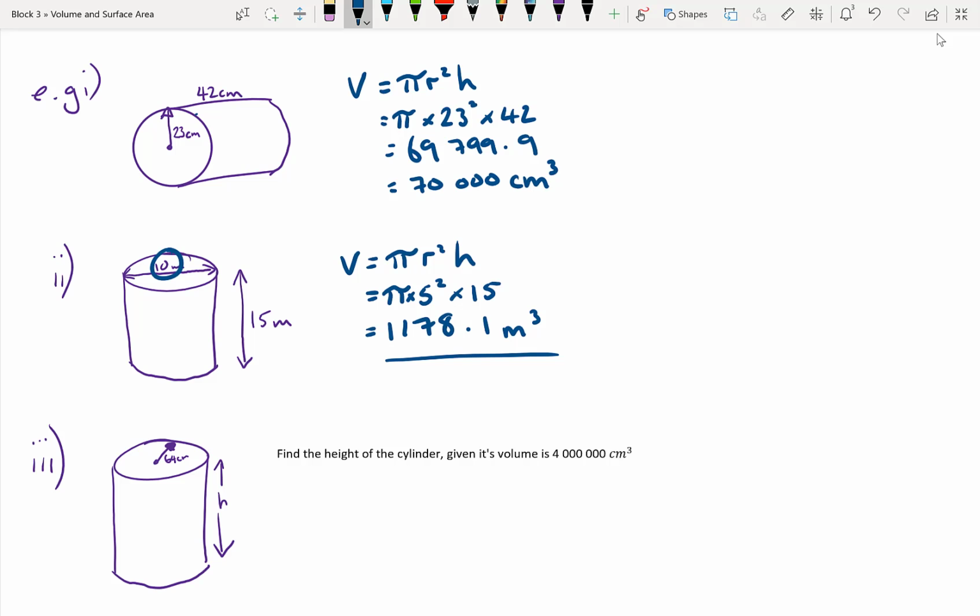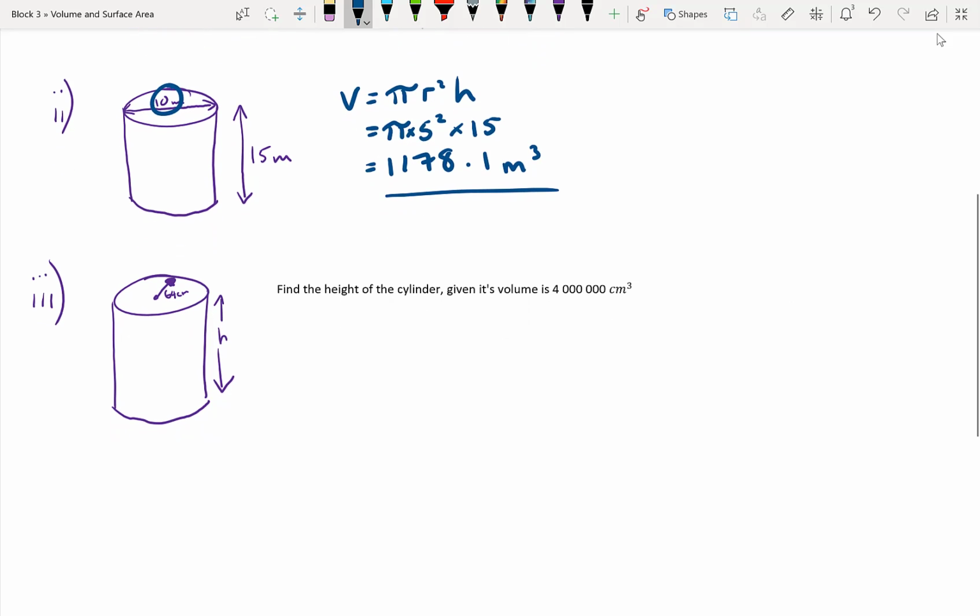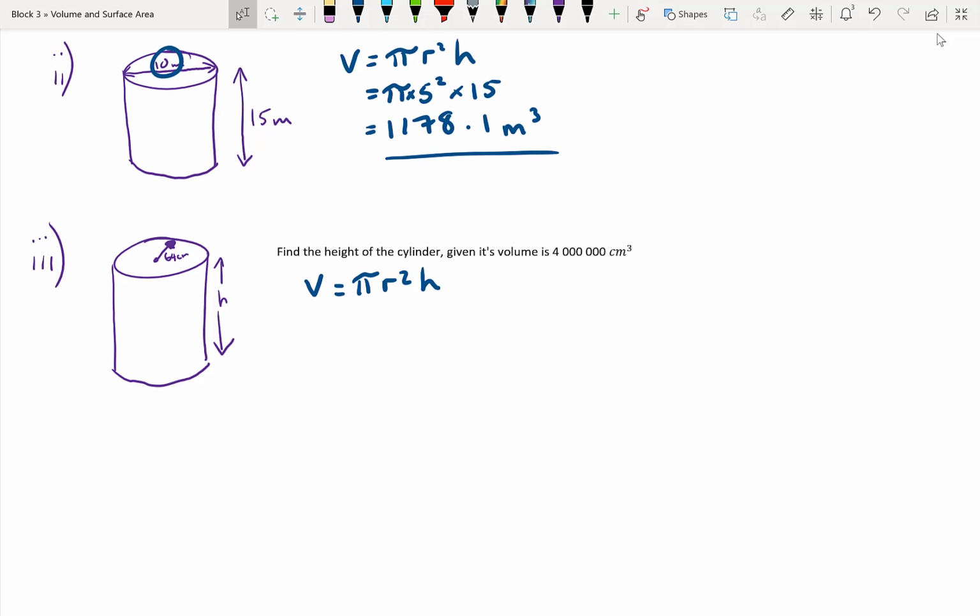Finally, we're taking a slightly different approach. We're given a cylinder and it asks us to find the height of the cylinder if we know its volume. So I'm still going to start by writing down the formula that I know. Volume is equal to pi r squared h, and then I'm just going to substitute in the numbers into the place that I have them. So I've got 4 million is equal to pi times the radius, which is 64 squared, times the height.